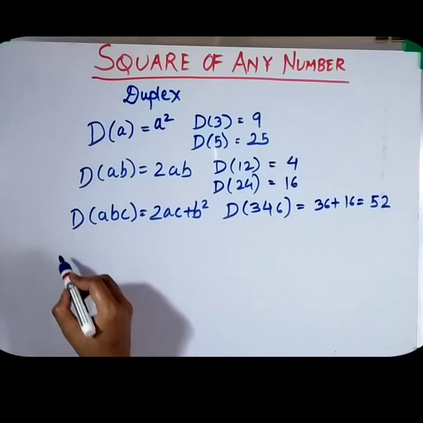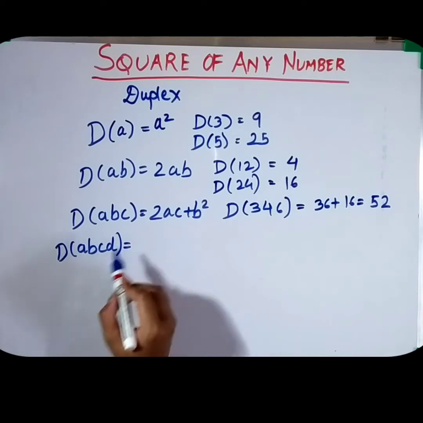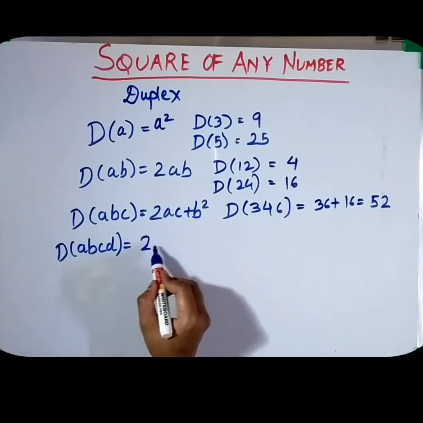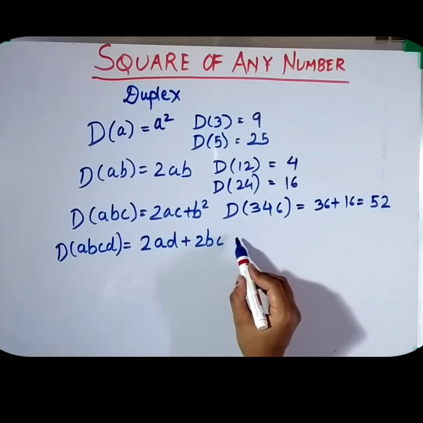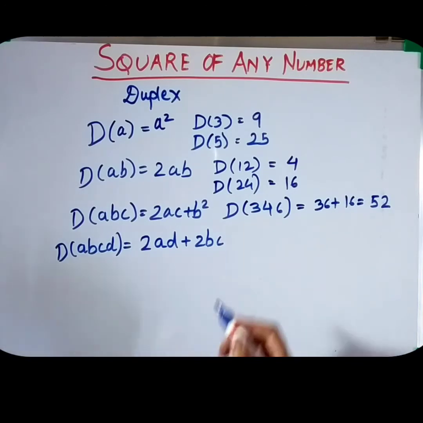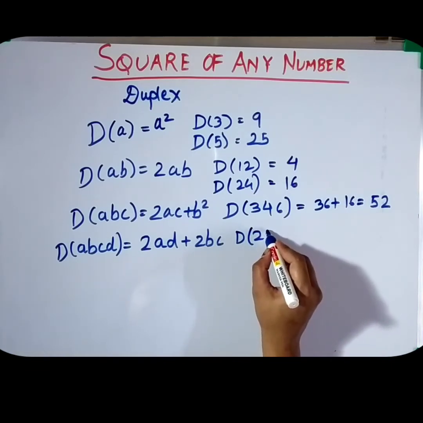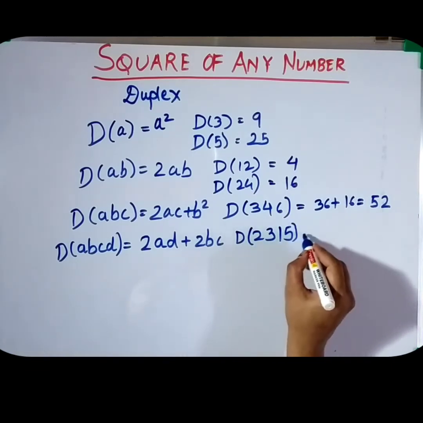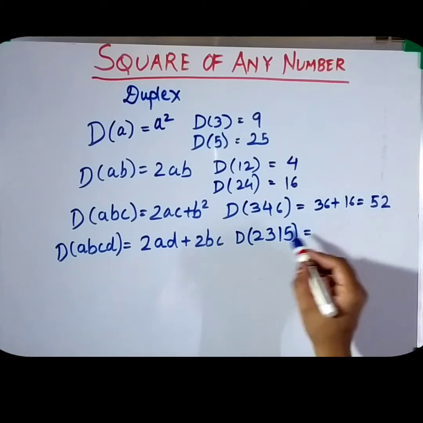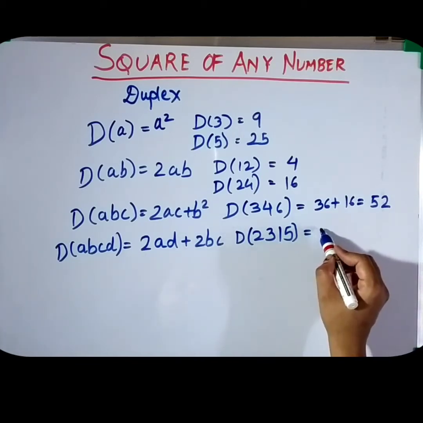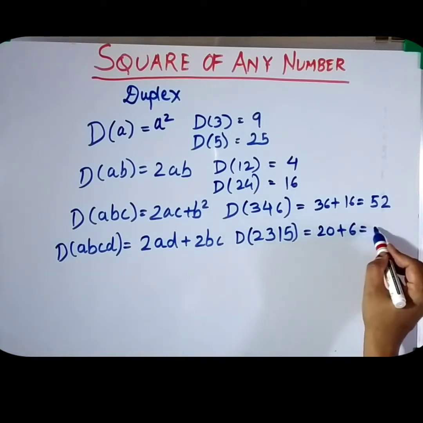Similarly, if I have to find the duplex of A, B, C, D, that is a 4-digit number, then what formula is used? 2AD plus 2BC. Now suppose I have to find the duplex of the number 2315. For the duplex of 2315, what I do is 2 into 2 is 4, 4 into 5 is 20, plus 2 into 3 is 6, 6 into 1 is 6. So it is 26.